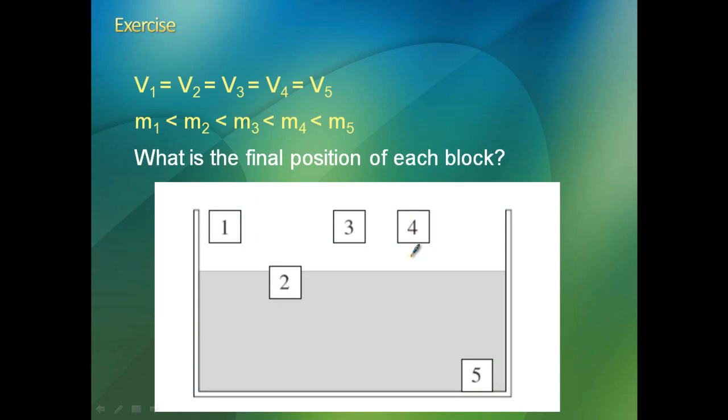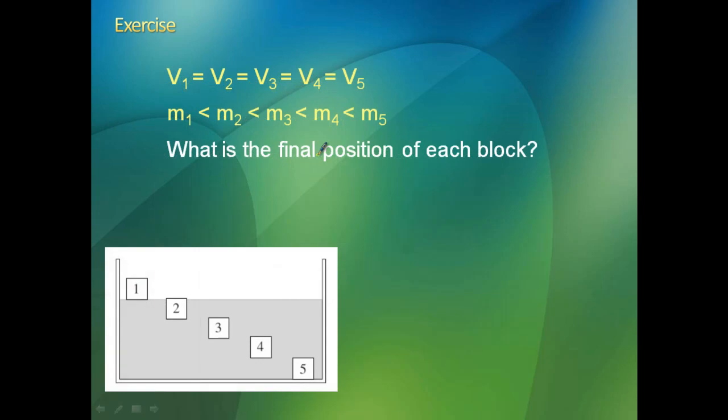Alright, so we have 5 blocks, all with the same volume. Block 2 floats with a little bit sticking above. Block 5 sinks all the way to the bottom. What's going to happen to these other 3 blocks whenever I drop them into the water? Block 1 is the smallest mass, 5 is the largest, and they go up in order 1, 2, 3, 4, 5.